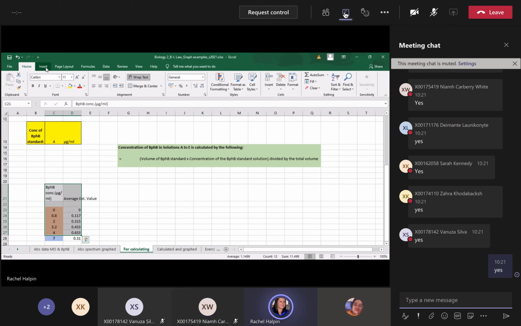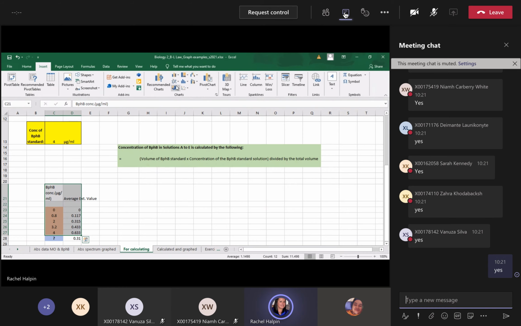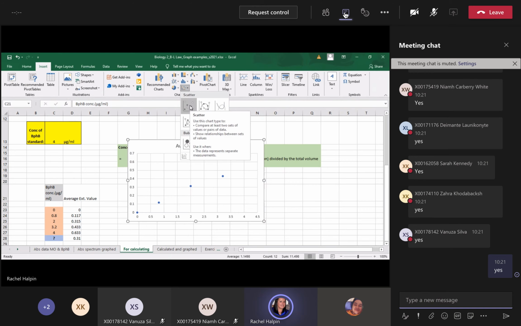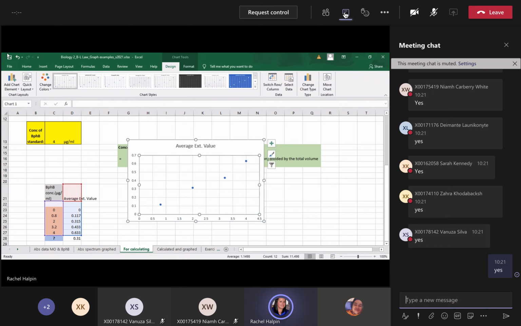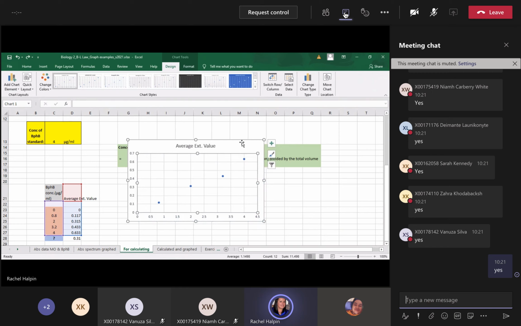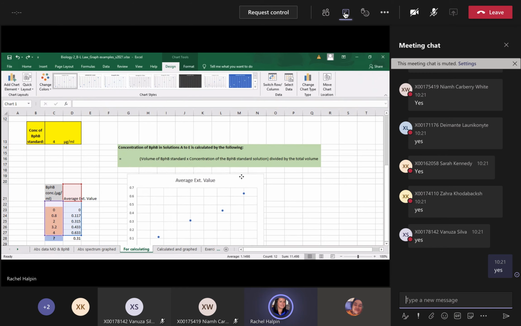I'm going up to insert. I'm going to insert an XY scatter, over in the charts. So insert XY scatter, and there's my graph. Now I need to fix that up a bit. It's not suitable the way it is. So I have to put labels on my axes, etc.